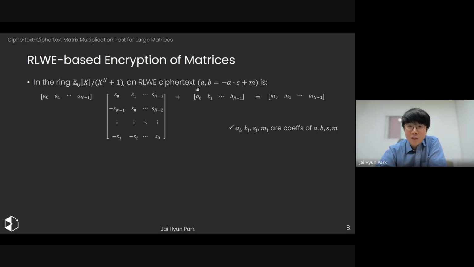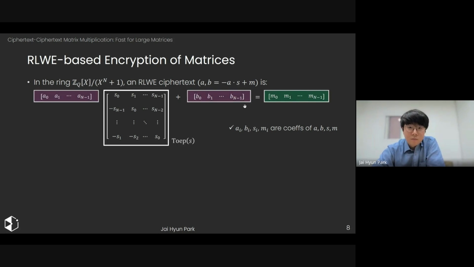So if you're given a ring LWE-based ciphertext (A, B), you can rewrite it as this linear equation. Here, this S has some structure, so this is a kind of structured linear equation. We call this structure a Toeplitz matrix structure. If you're given a ring LWE ciphertext, you can write the coefficients as this structured linear equation. And conversely, if you're given a structured linear equation with this Toeplitz matrix of S, then you can think of it as a ring LWE ciphertext that decrypts to M.